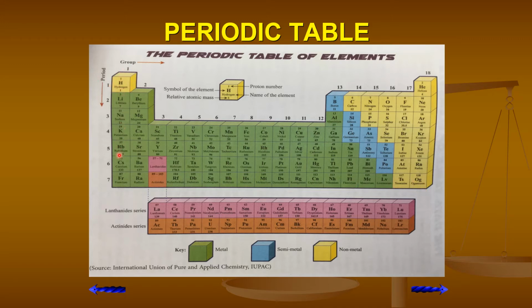So we have the vertical columns. We call it group 1, group 2, group 13, 14, 15, 16, until 18. We have the transition elements at the middle. And those horizontal lines we call period. Like period 1 we have hydrogen and helium. Period 2 we have lithium, beryllium, boron, carbon, nitrogen, oxygen, fluorine, neon. And period 3 we have until period 7.